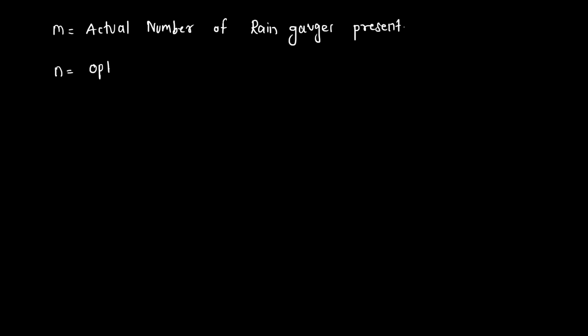So I am writing it here. This m is the actual number of rain gauges present. The n is the optimum number of rain gauges required.